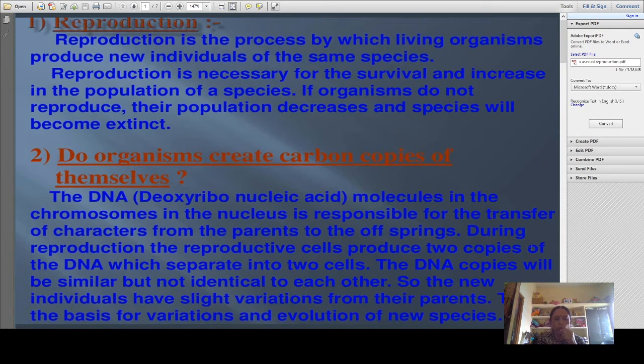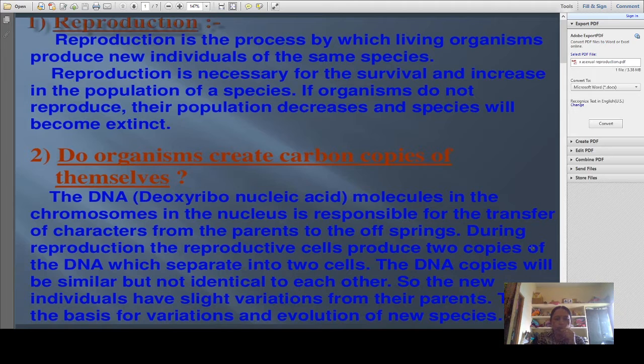Now the second topic that we learnt yesterday: do organisms create carbon copies of themselves? The full form of DNA is deoxyribonucleic acid. DNA molecules in the chromosomes in the nucleus are responsible for the transfer of characters from the parents to the offspring. During reproduction, the reproductive cells produce two copies of the DNA which separate into two cells.